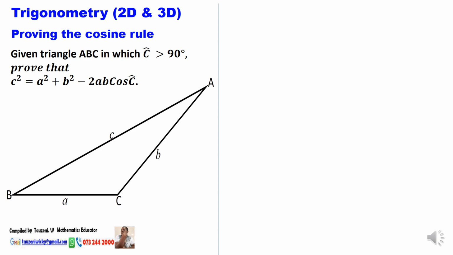Let's look at how to prove the cosine rule. Trigonometry, 2 and 3 dimensions. How to prove the cosine rule.